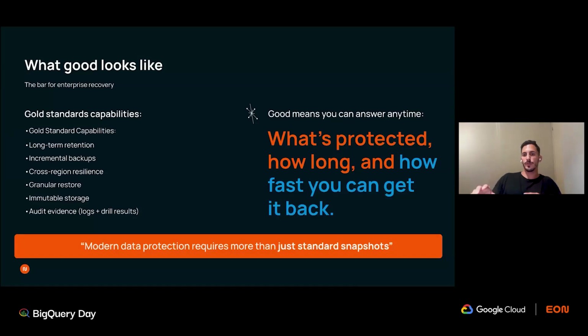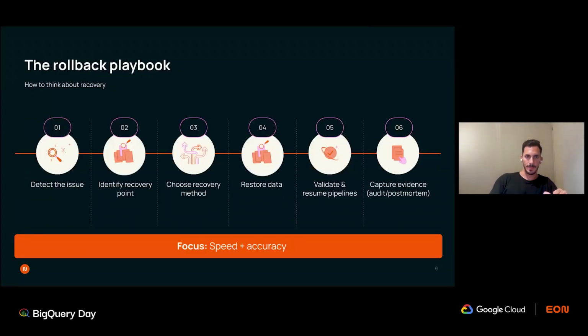Now, getting there isn't magic. It comes down to a few core capabilities. You need long-term retention, so you're not limited to just a few days. You need incremental backup, so you can scale without exploding your cost. You need cross-region resilience, so you're not exposed to a single failure domain. And of course, you need granular restore, so you can recover exactly what you need without taking everything down. And this is the shift. Modern data protection is not just about snapshots. It's knowing that no matter what happens, you can recover anytime with confidence.